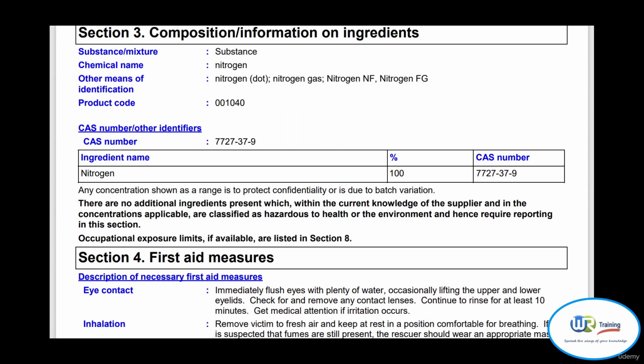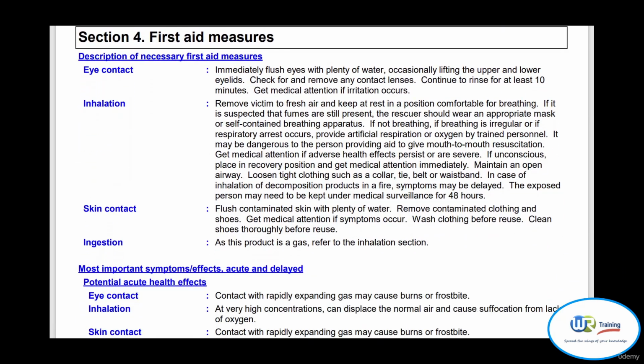The next section identifies the components in the product and their percentage. As seen here, the product is pure nitrogen. Section 4 covers first aid measures in case of emergency. In the case of nitrogen, the main message is to immediately flush eyes and contaminated skin with plenty of water.